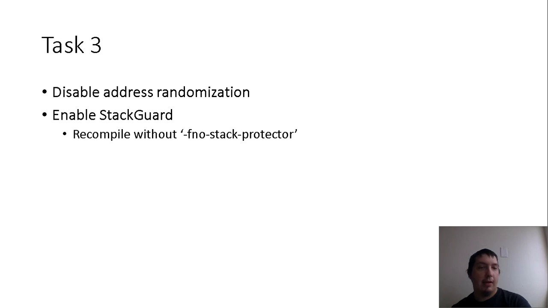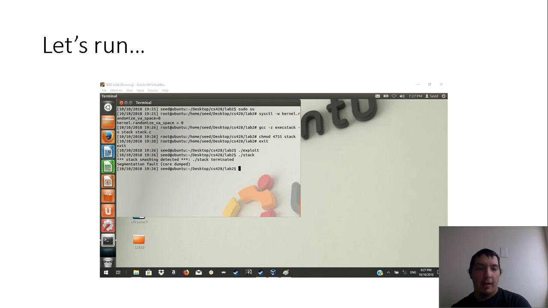So for test 3, we again disable address randomization. This is just to show that address randomization isn't potentially causing the problem, and then we enable the stack protection, which is recompiling stack with that flag. And we see we have done this, and we get a nice little notification, stack smashing detected. And then the program is terminated. And then the seg fault because there's no return address.